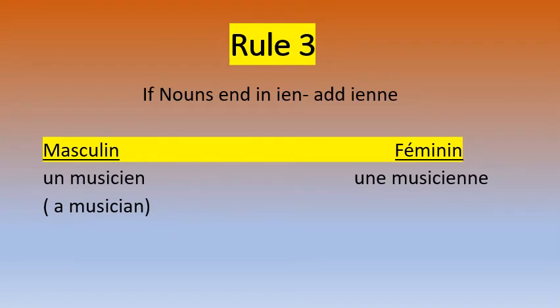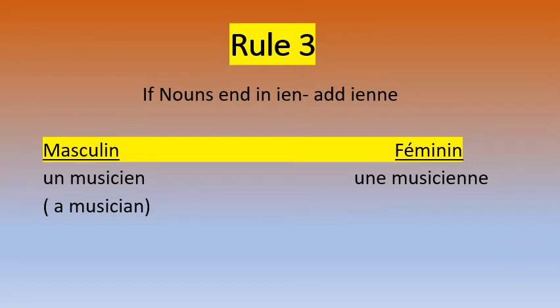Moving to rule number 3. If the nouns end in IEN and you have to change it into the feminine form, you will be removing IEN, and instead of that, you will be adding IENNE. So let us see the example.